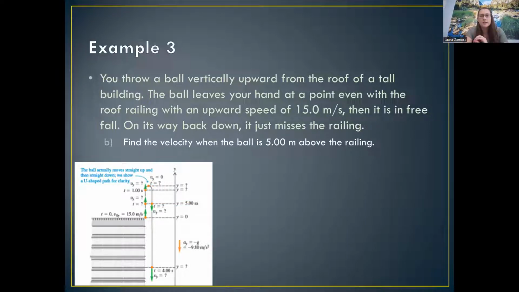So now part B, let's find the velocity when the ball is 5 meters above the railing.